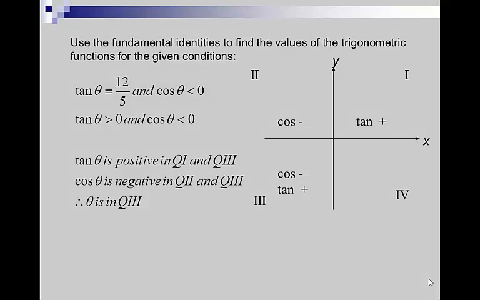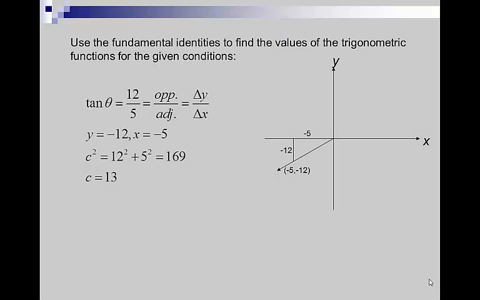And let's see now. It says tangent is positive. Well, that happens in quadrants 1 and 3. And cosine is negative. That happens in quadrants 2 and 3. So this must mean we're in quadrant 3. So I build my triangle up there.